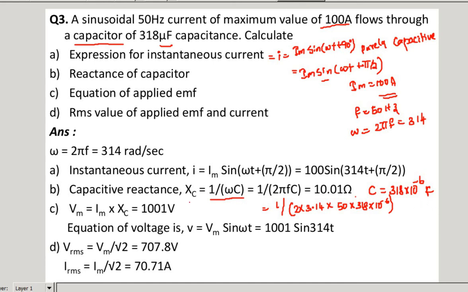So, please remember that. Now, what is the equation for applied EMF? We know that Vm is equal to Im into Xc. That is, the maximum value of applied voltage will be equal to the maximum value of current into the magnitude of capacitive reactance. By doing this calculation, we are only finding out the magnitude of capacitive reactance. Here, we are only taking the magnitude.